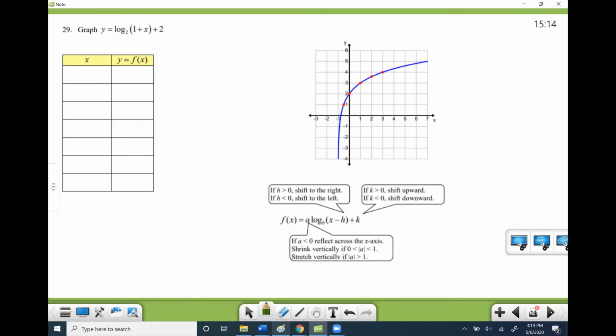So now let's go ahead and rewrite this guy a little bit better, trying to look at what they want. Okay. I'm going to rewrite them like this. So I just switched the order on the 1 plus x because I think that we're used to looking at it as x plus 1. Okay. All right.